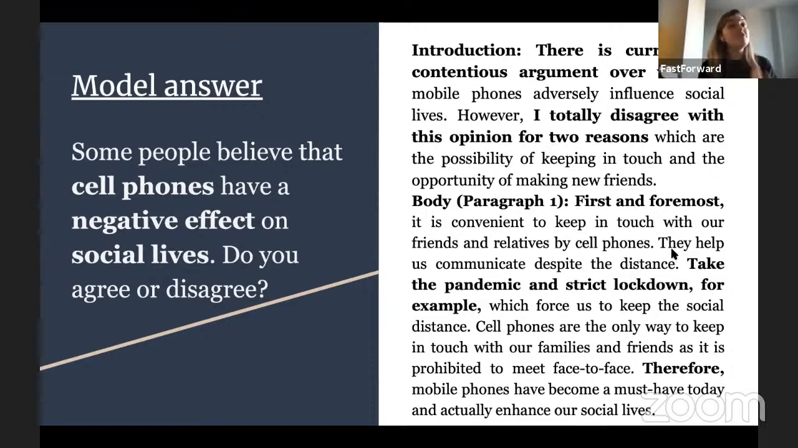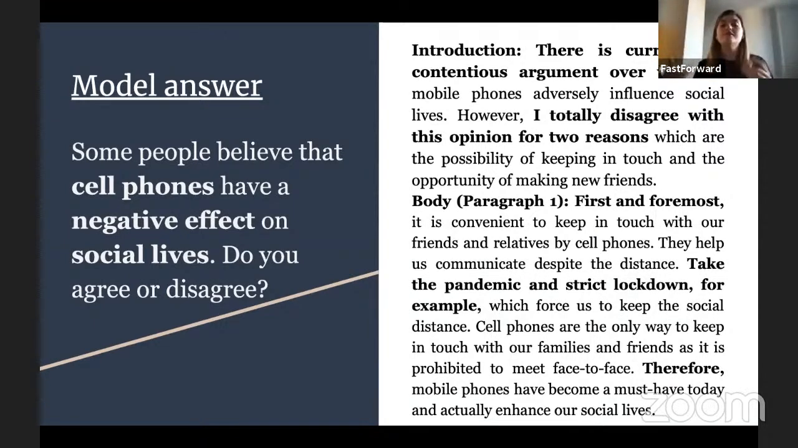Next, I'm saying why. So why do I think it is convenient? Okay, you see that in my first body paragraph, I'm trying to write more sentences. So my explanation is a separate sentence, as I mentioned, and I'm saying they help us communicate despite the distance. 2 different sentences. One is the topic sentence, another one is my explanation. Done. All right. Next, I need to make sure that I provide an example, as I said, and as I promised, I'm saying take something. What is that something? The pandemic and strict lockdown.